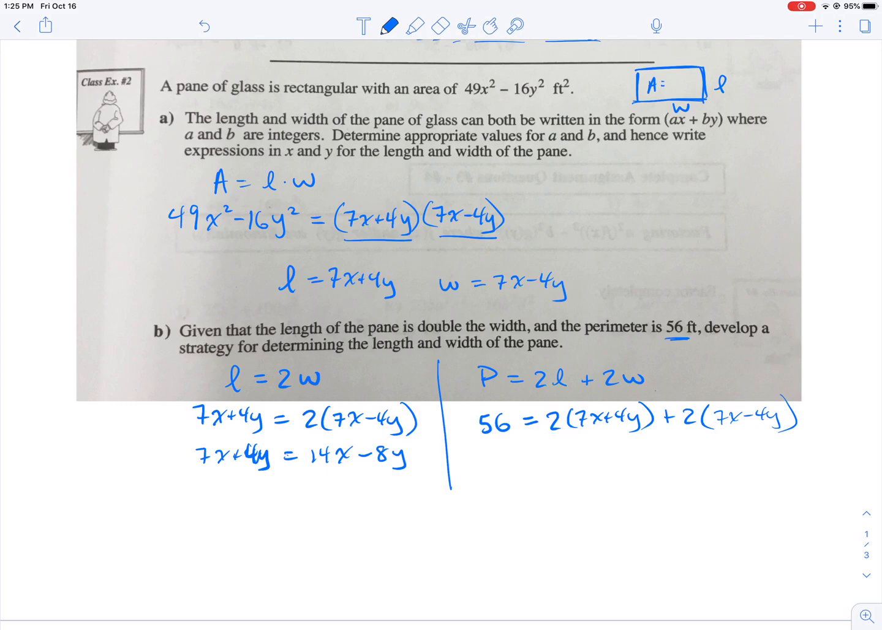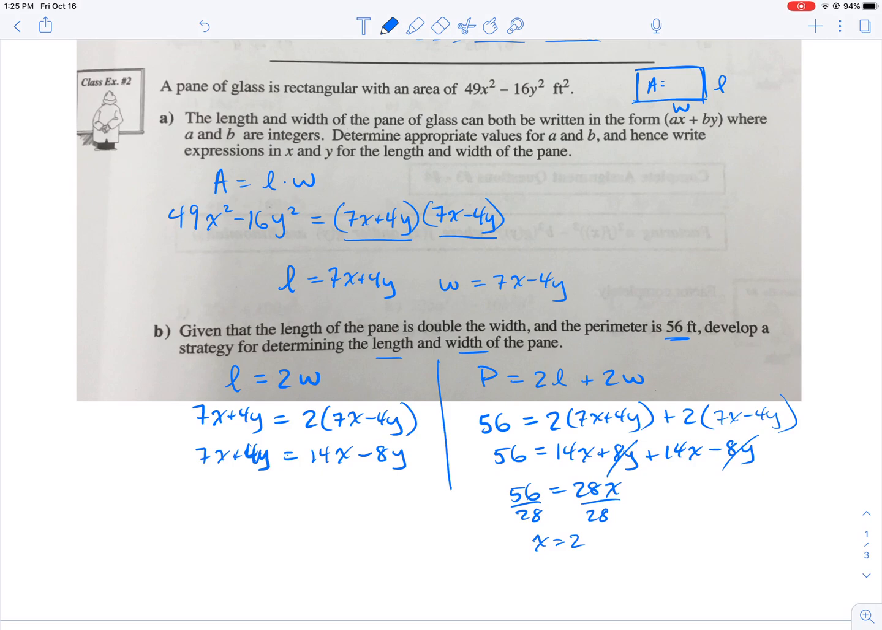Can we solve for one of those variables? Because we really just want to know what those are. So that's going to be 14x plus 8y plus 14x minus 8y. Oh, that's great. We can just cancel those out. So now we have 28x equals 56. So now we know that x is 2, but remember, it didn't ask us what x is equal to. We just want to know what the length and width are. There's actually a shorter way to do this, but I thought we'd use our expressions and play with them a little bit.